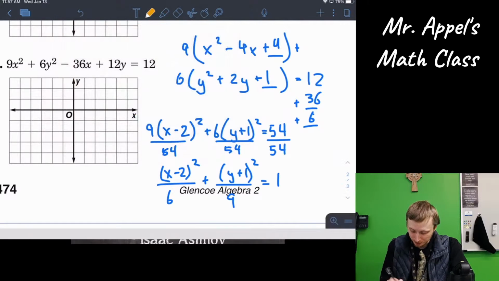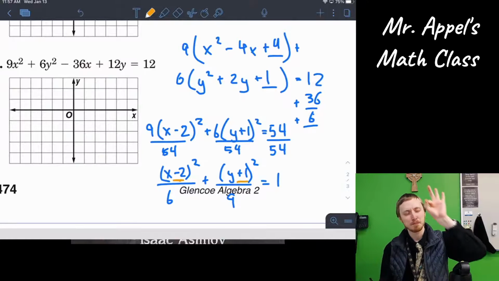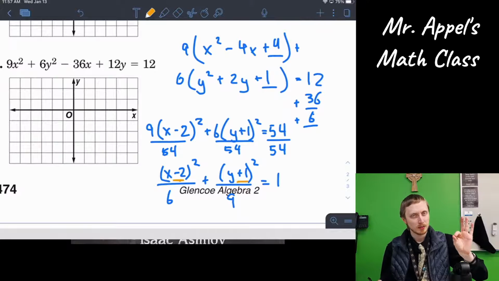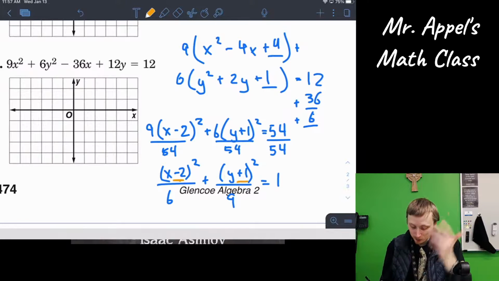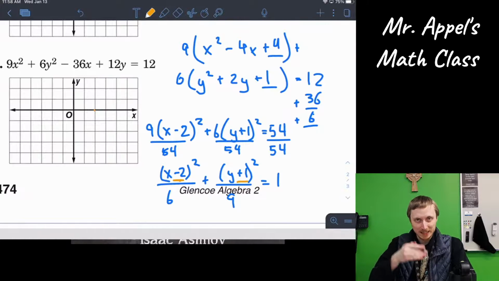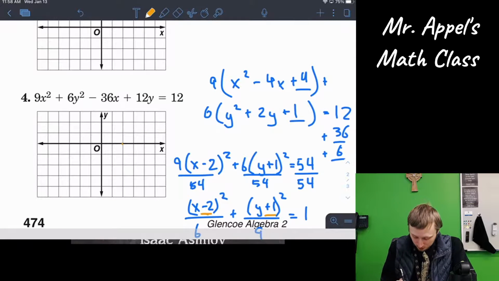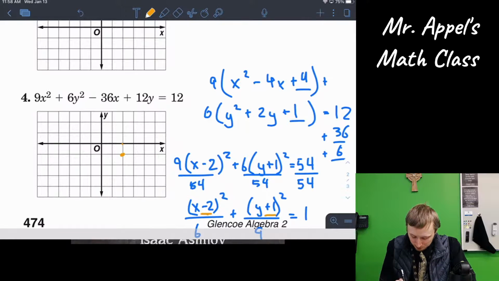Let's go with orange here. So center point comes from these 2 guys. x minus 2. Remember, it is x minus h. So if it shows minus 2, h itself is a positive 2. So h is over here. And then y plus 1, y minus k. So minus negative 1. So k is down here. So our center point is down there at 2, 1.